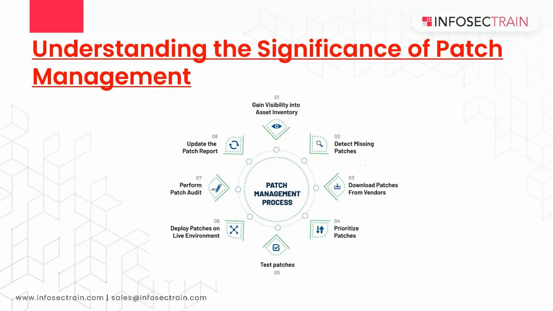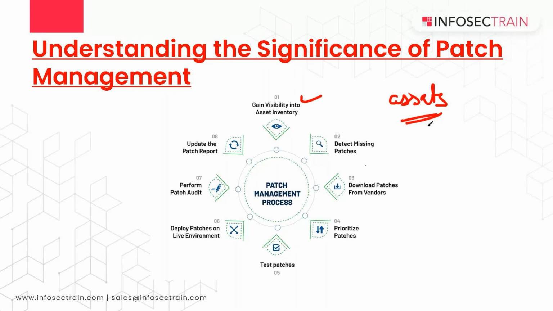Great. So inside this patch management, we have some steps. The very first is gaining visibility into the asset inventory. Here, we will imagine the assets we have in the organization as puzzle pieces, scattered across our organization in different rooms, different offices, and different places.